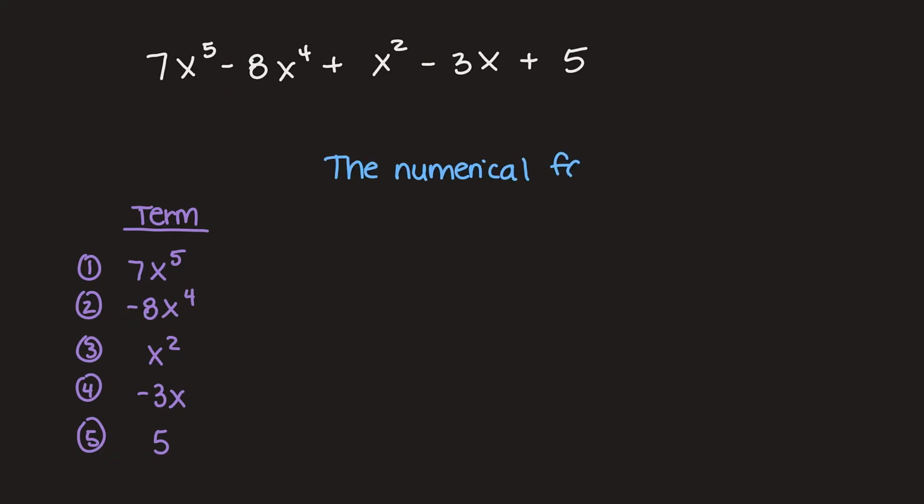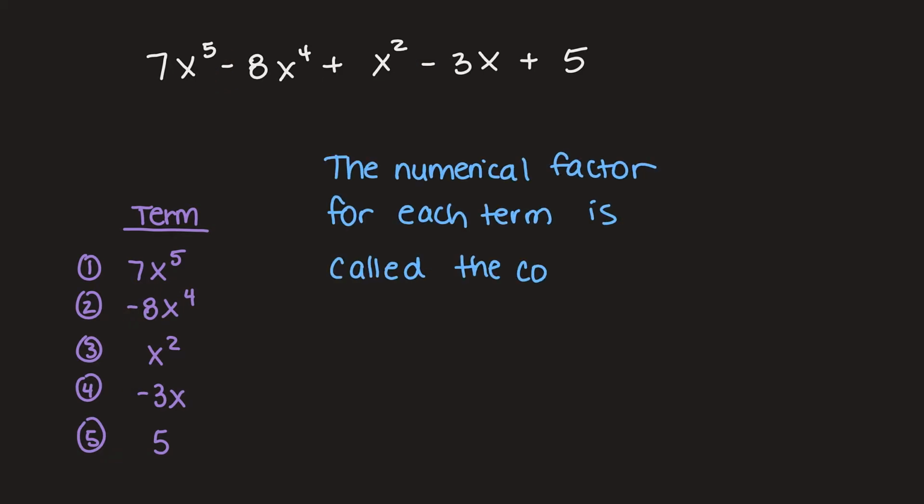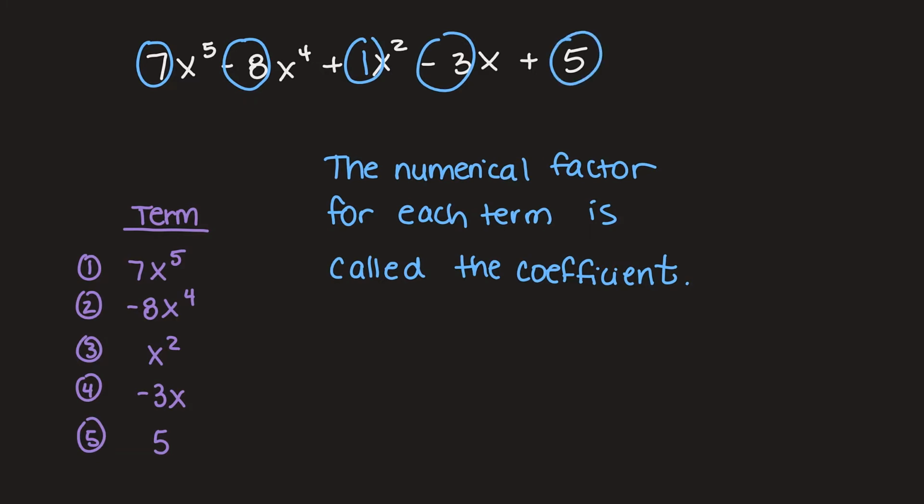And the numerical factor for each term is called the coefficient. If no numerical factor appears in the term, like this term, then the coefficient is understood to be 1. And if the term is only a number, like 5, this is called a constant.